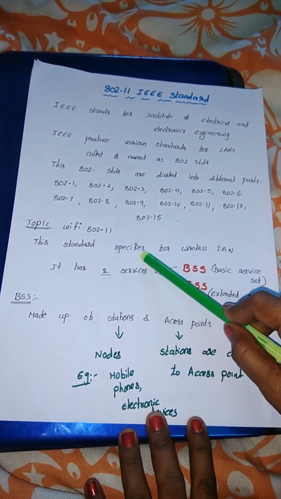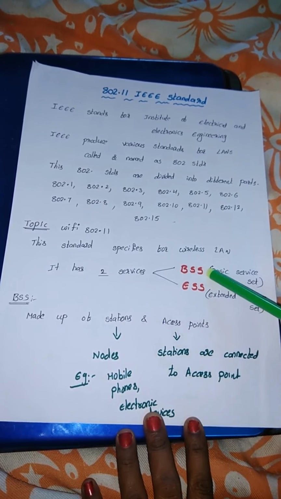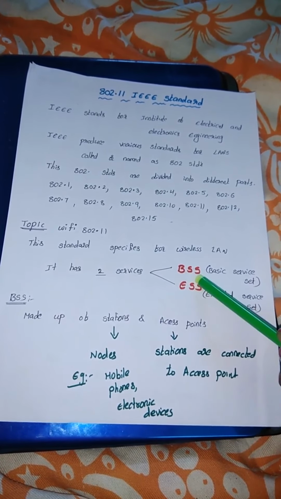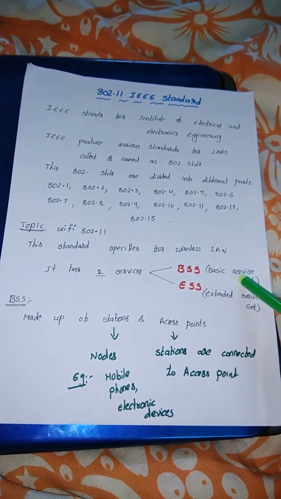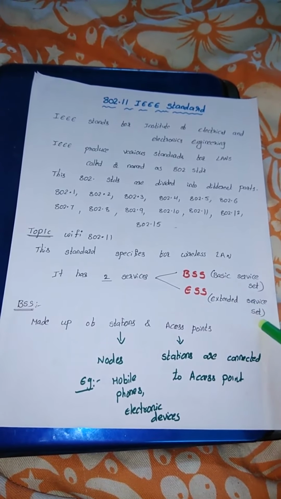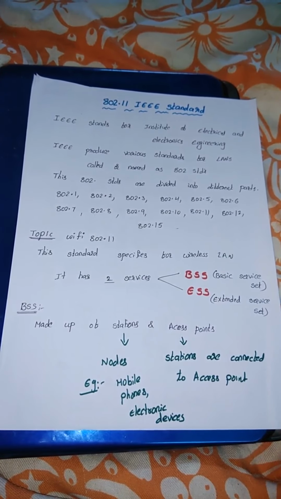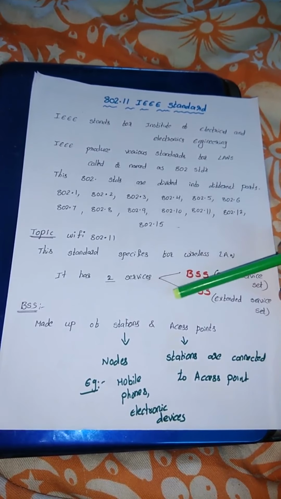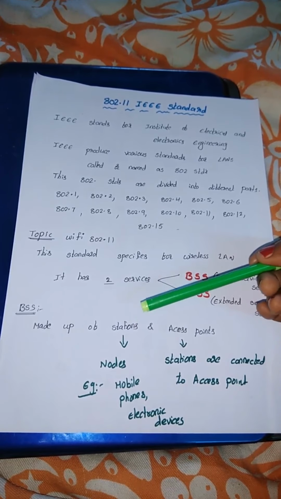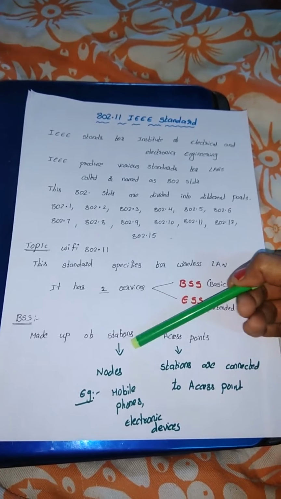The standard specifies wireless LAN. It uses two different services. The first service is BSS and the second service is ESS. BSS stands for Basic Service Set. ESS stands for Extended Service Set. BSS is made up of stations and access points. Here the stations and access points are the components of BSS. And BSS is a radio coverage area that forms the stations and access points in a network.